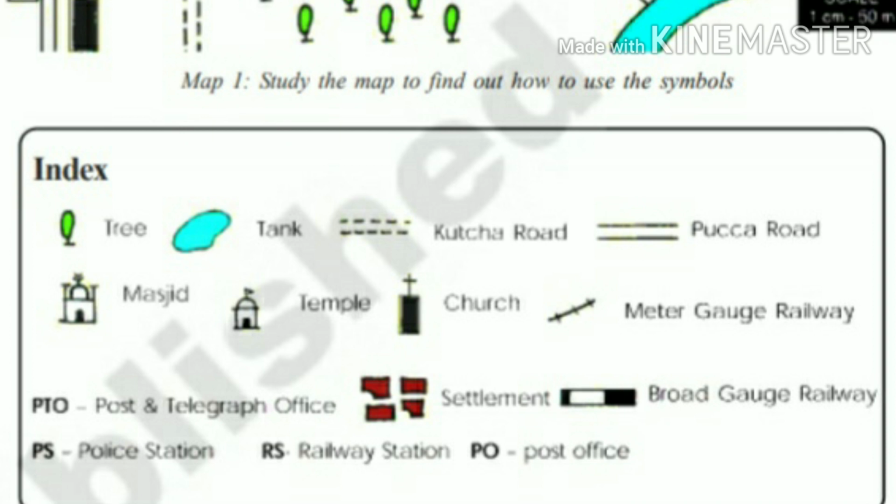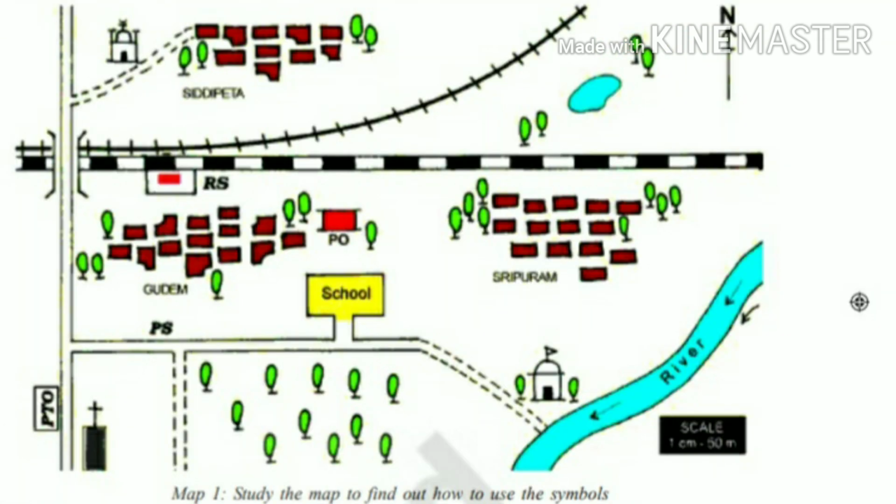So masjid symbol, that is a masjid. Next temple, cross, church, and meter gauge and broad gauge. See, look here, PTO. PTO means Post and Telegraph Office. PS means Police Station. So RS, Railway Station. See, look here. See this picture and answer the following questions.